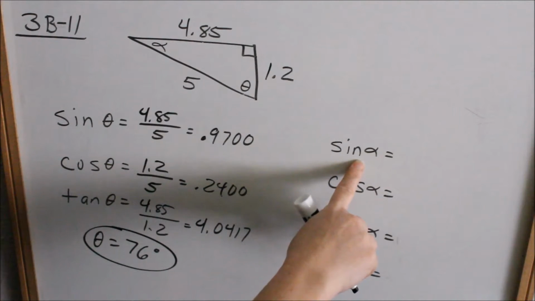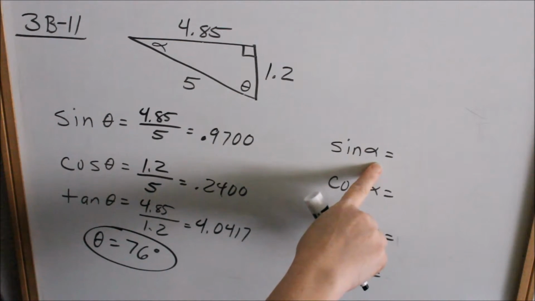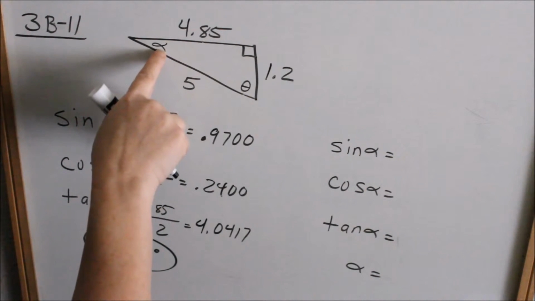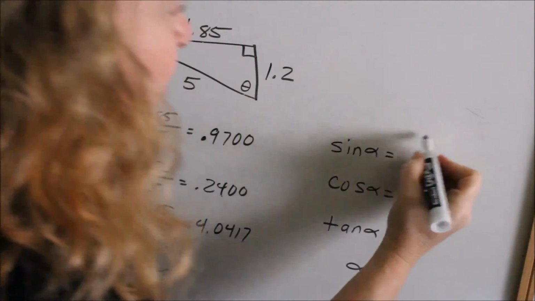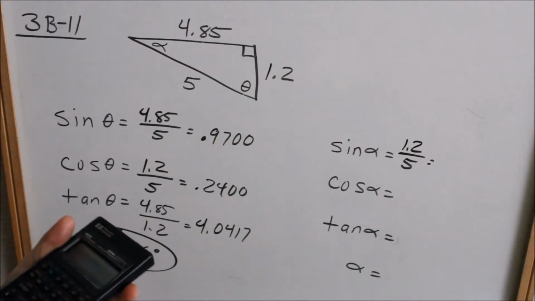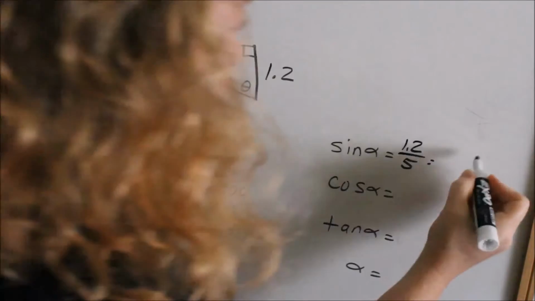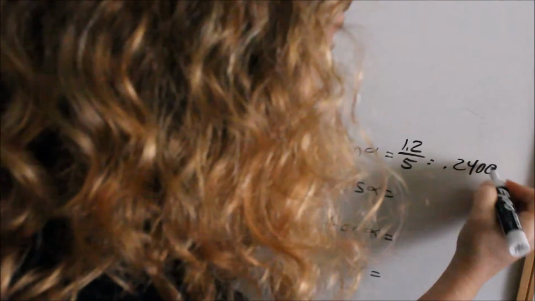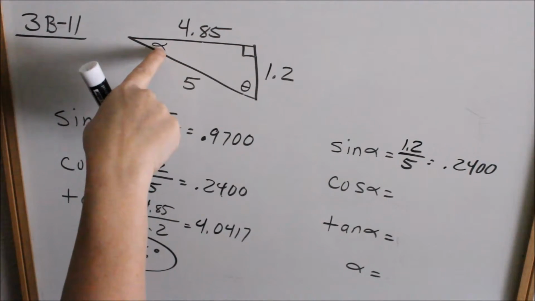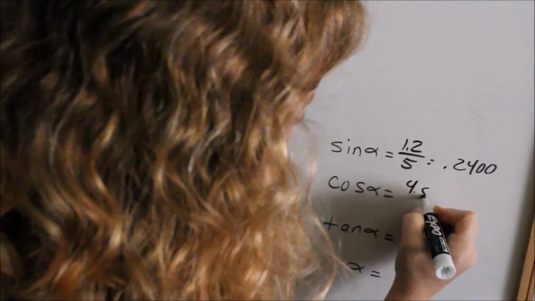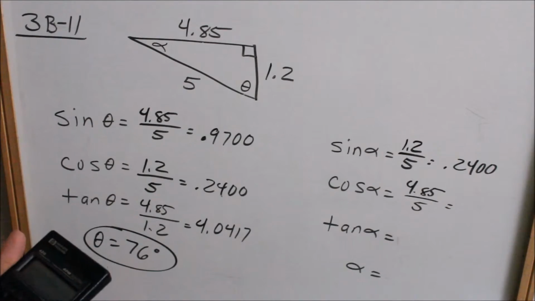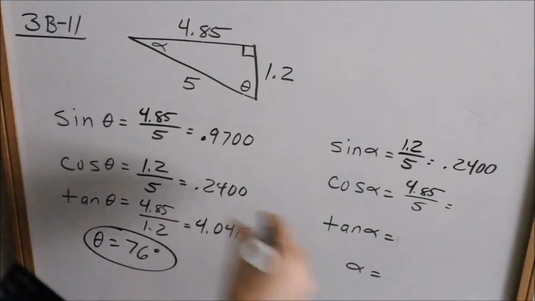Okay, so now we can do alpha. So now we're standing at alpha instead of at theta. Sine is still opposite over hypotenuse. So if you're standing at alpha, the side opposite of you, 1.2 over hypotenuse. The hypotenuse never changes. And then turning that into a decimal, that would be 0.2400. Cosine alpha, standing at alpha, adjacent over hypotenuse, the side adjacent to me, 4.85 over hypotenuse. Turning that into a decimal, should be 0.9700.